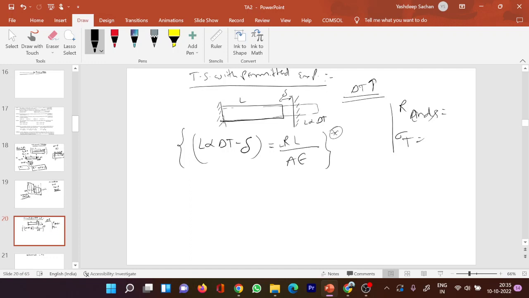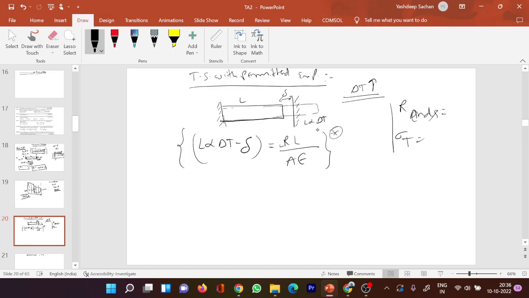Sir, in this case the thermal stress would be there. But if the temperature we have increased is such that the whole L alpha delta T is less than the delta, then no thermal stress will be there, right?